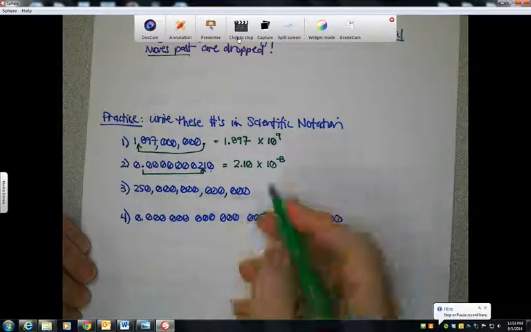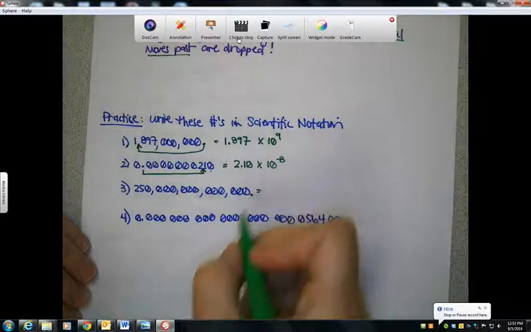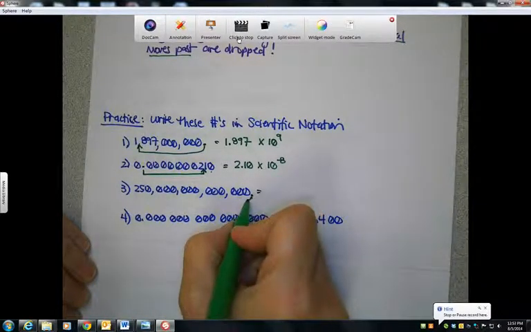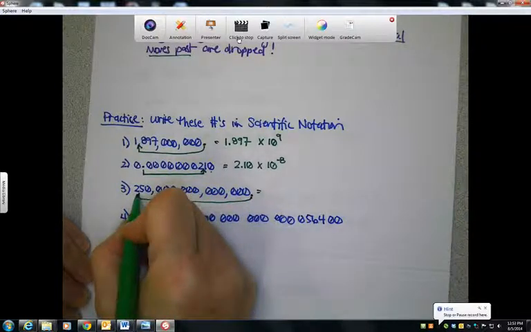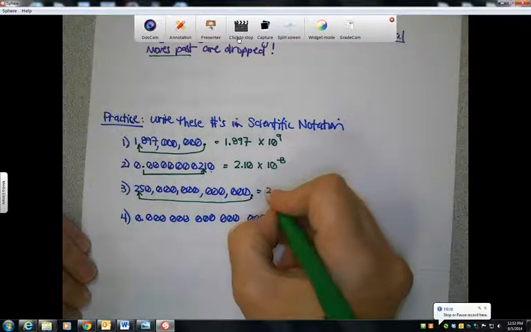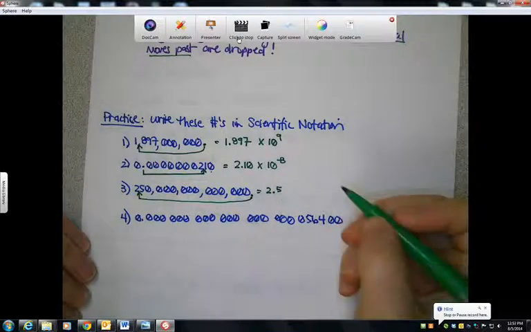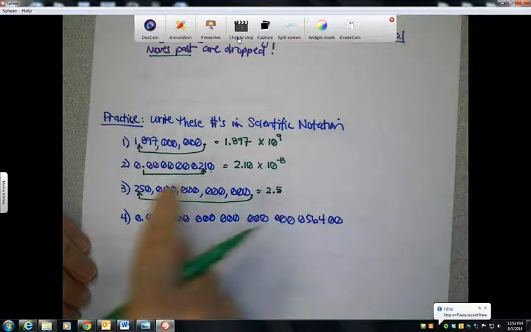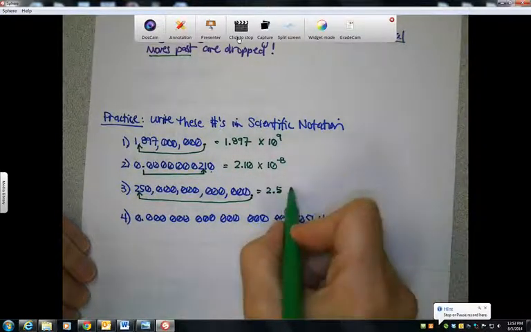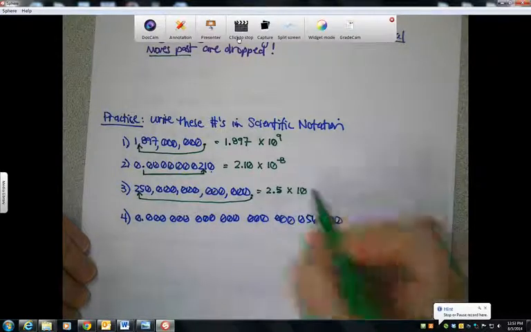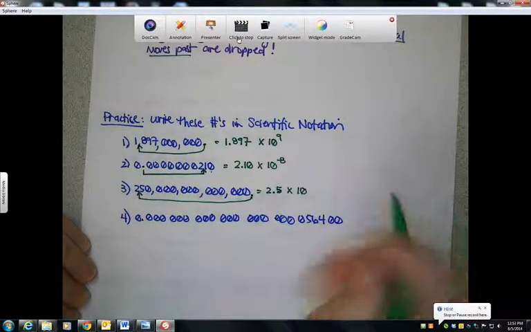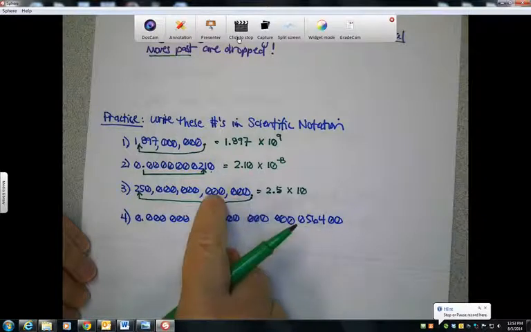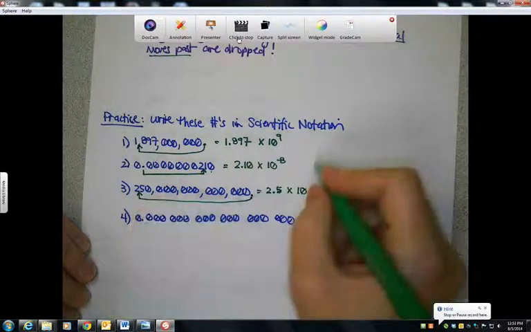This number right here, we assume the decimal is here, and we're going to move it all the way over to just past the 2. So we keep 2.5, drop all those zeros because we don't need them, because they're placeholders, times 10 to the, let's see, 3, 6, 9, 12, 14.